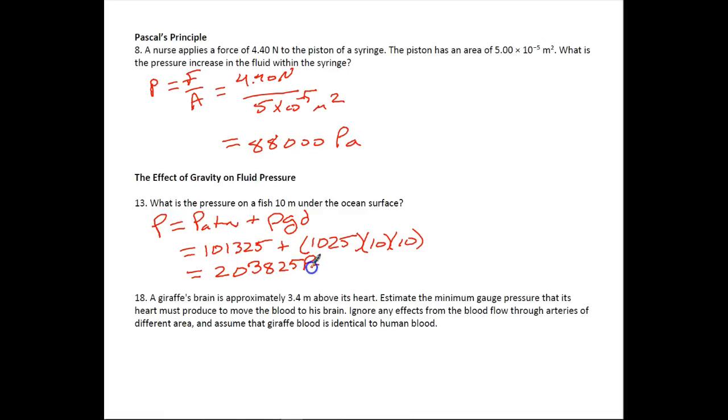When you do that, you should get 203,825 pascals. And let's go ahead and convert this one over to atmospheres so we can see what that would be. We know that 1 atmosphere is about 101,325 pascals. And when you're done, you're going to end up with 2.01 atmospheres. So it's about twice the atmospheric pressure.